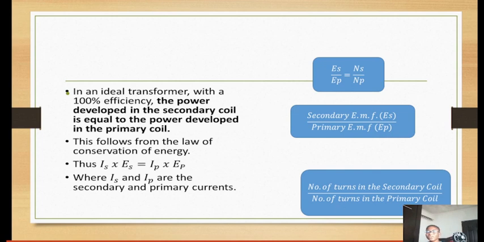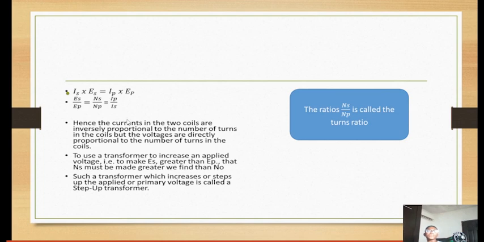And the number of turns in the secondary coil over the number of turns in the primary coil, and these two are equated to each other. So we can also have this: ES over EP is equal to NS over NP, and is equal to IP over IS. Don't forget that. That is, the EMF of the secondary coil divided by the EMF of the primary coil is equal to the number of turns of the secondary coil divided by the number of turns of the primary coil is equal to the current of the primary coil divided by the current of the secondary coil. All of these can give us the different formulas for the transformer.